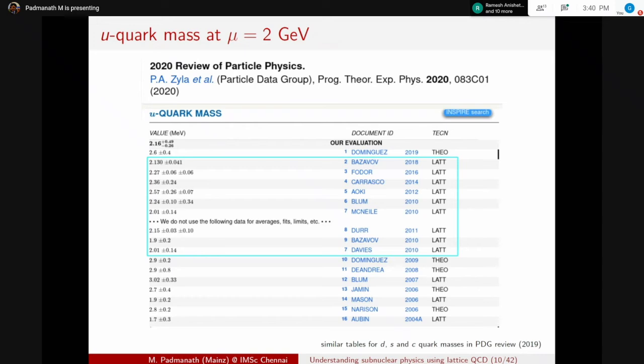Here is a screenshot from the Particle Data Group review. You can see the web page. This is a screenshot from there, and you can see, out of the latest ten that they consider for the world average, in fact they consider only results till here, till 2010. Others are not considered. You can see most of them are lattice determinations.